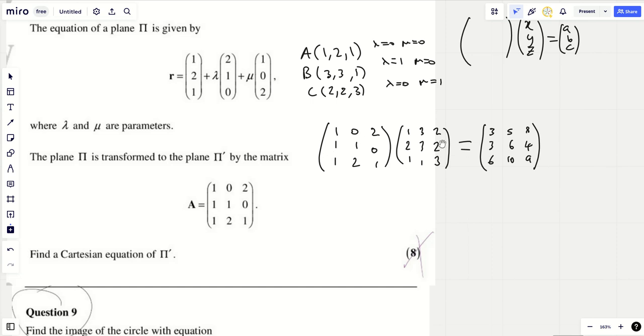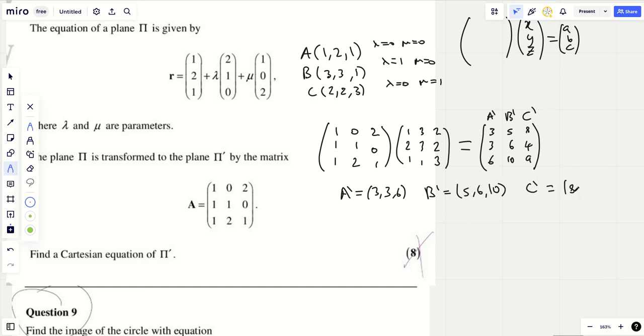But anyway, I times that by that, and I see that A, B and C end up as A dash, B dash and C dash. So these are written as column vectors, the transformed points. Okay, so I know that my plane actually includes these 3 points. Well, now all I've got to do is just find the equation of a plane through 3 points, which I feel very comfortable doing. And C dash is 8, 4, 9.